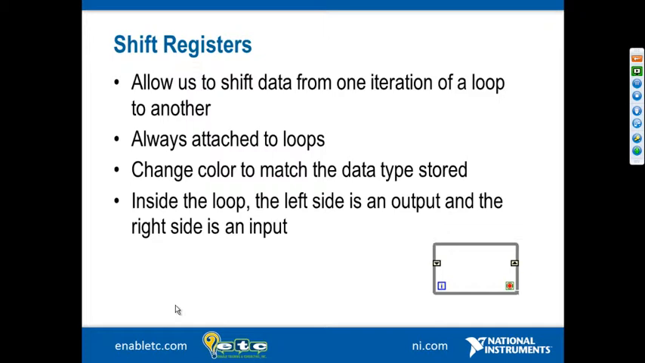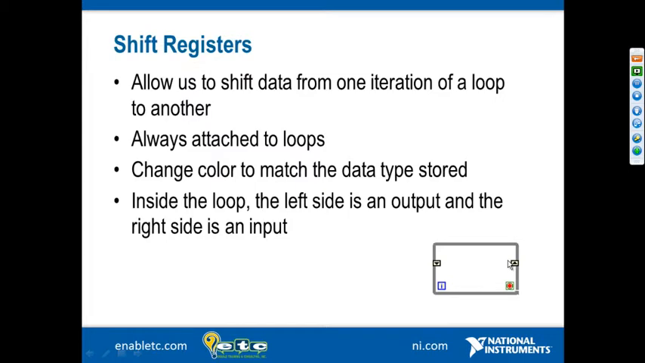The shift registers can store any type of data, and in fact their color changes to match the type of data stored. They look kind of like this, where inside our while loop we have a triangle terminal on the left side and a triangle terminal on the right side. The two of these are paired together, and essentially a previous value comes out the left side and the current value is wired into the right side.